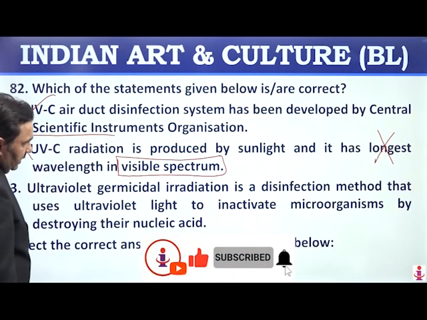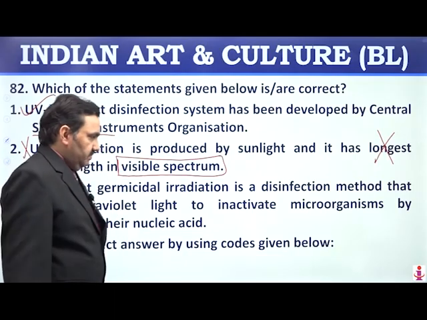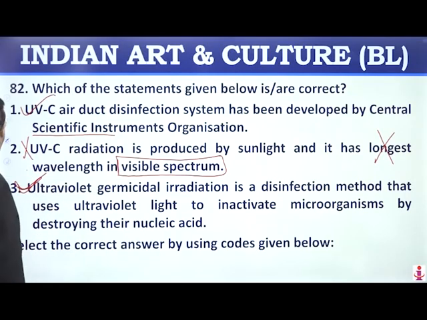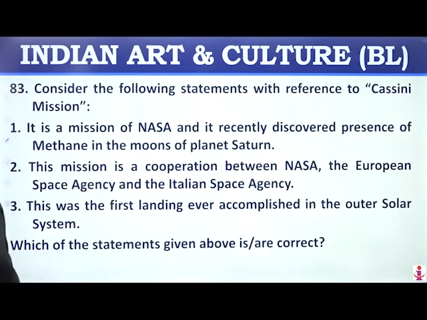Ultraviolet germicidal irradiation is a disinfection method that kills germs, bacteria, pathogens. That is correct. 1 and 3 are correct, second is wrong, option is B. 83.